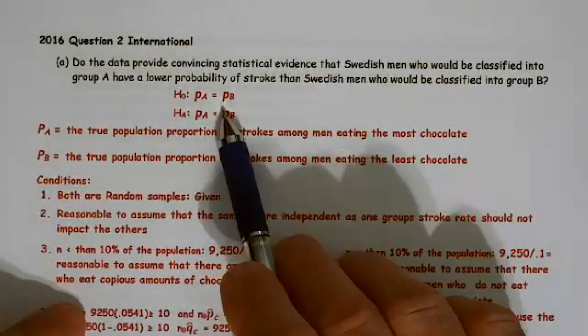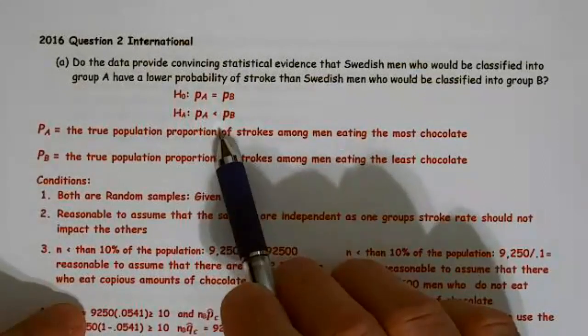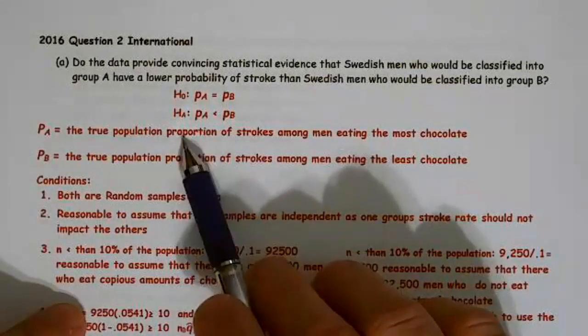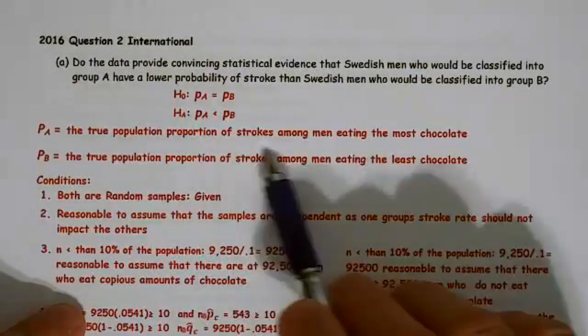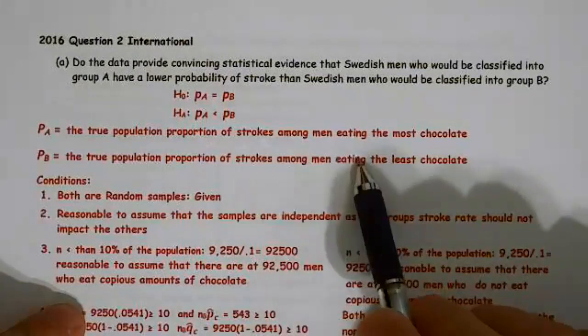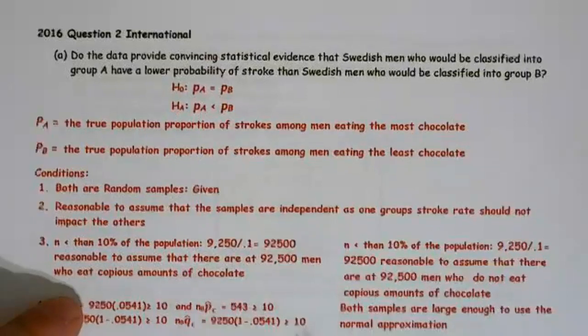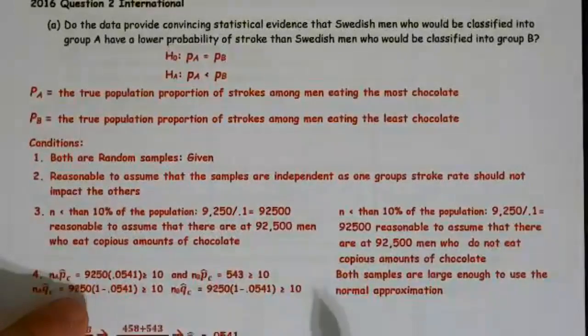So the null is pA equals pB, and the alternative is pA is less than pB. I used A as Group A. So pA is the true population proportion of strokes among those who are eating the most chocolate, and pB is for Group B, those who are eating the least chocolate. Both are random samples that were given to us.